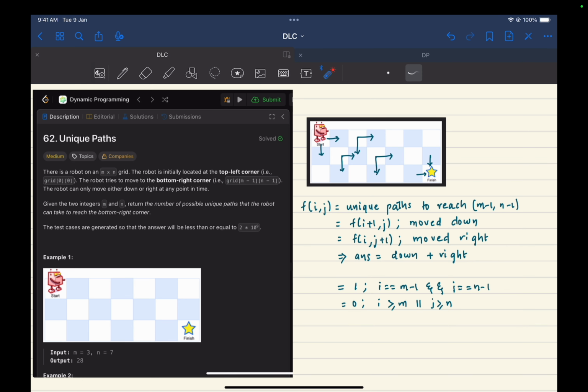Okay, if you cleanly observe, there will be some states which will be overlapping. In order to reach from here to end, I need the answer for this, right? In order to reach from here till end, I also require the answer for this. So this problem and this problem both are depending on this problem, right? So this is an overlapping subproblem for these two problems. Okay, so whenever we have overlapping subproblems, we need to implement dynamic programming, right?